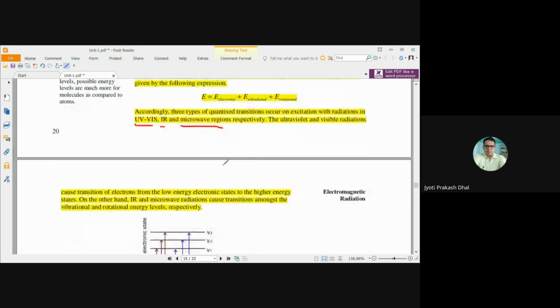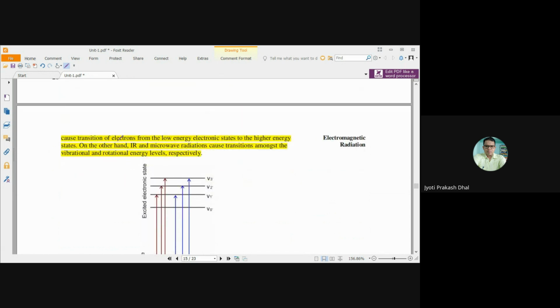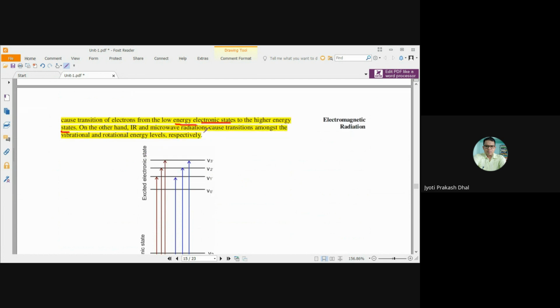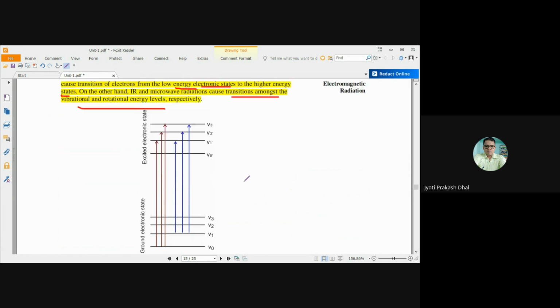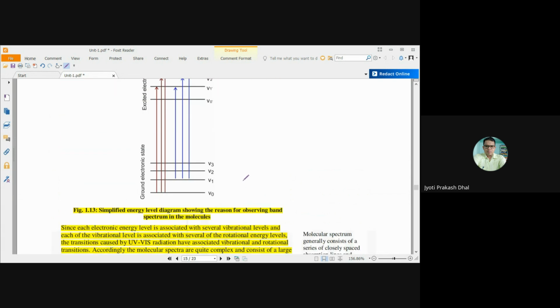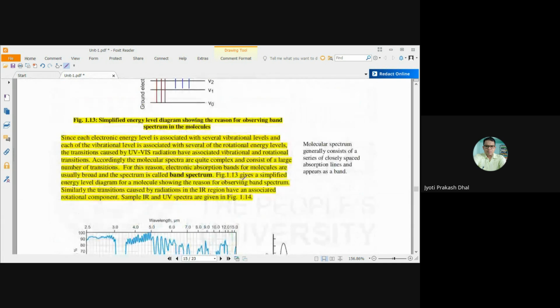The ultraviolet and visible radiations cause transitions of electrons from a low energy electronic state to a high energy electronic state. On the other hand, the IR and microwave radiations cause transitions among the vibrational and rotational energy levels. So based upon this, you can find different types of spectra.